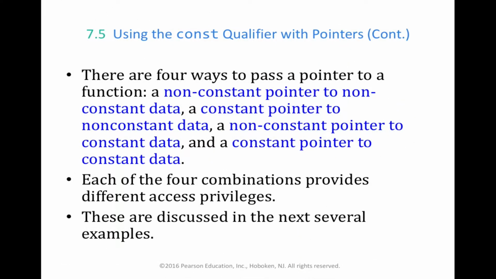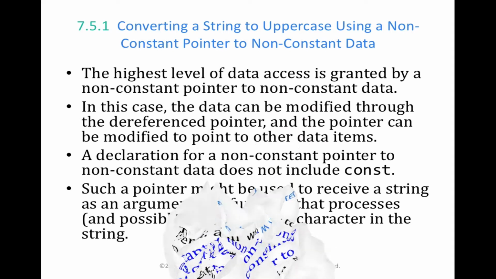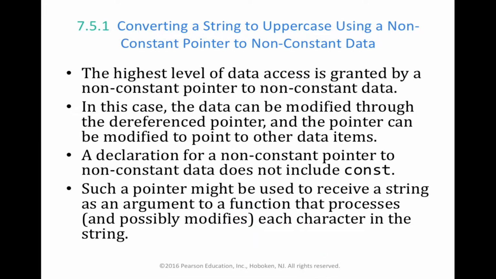There are 4 ways to pass a pointer to a function: a non-constant pointer to non-constant data, a constant pointer to non-constant data, a non-constant pointer to constant data, and a constant pointer to constant data. Each of these 4 combinations provides a different level of privileges, and we're going to discuss each of those here. So the highest level of access is non-constant pointer to non-constant data.